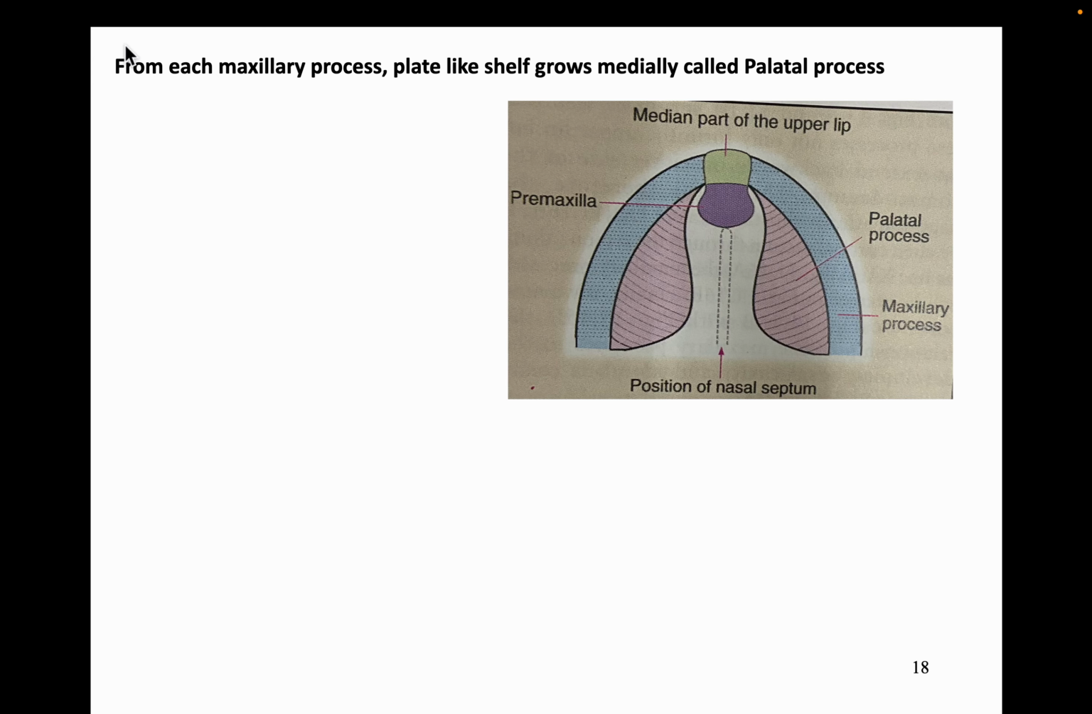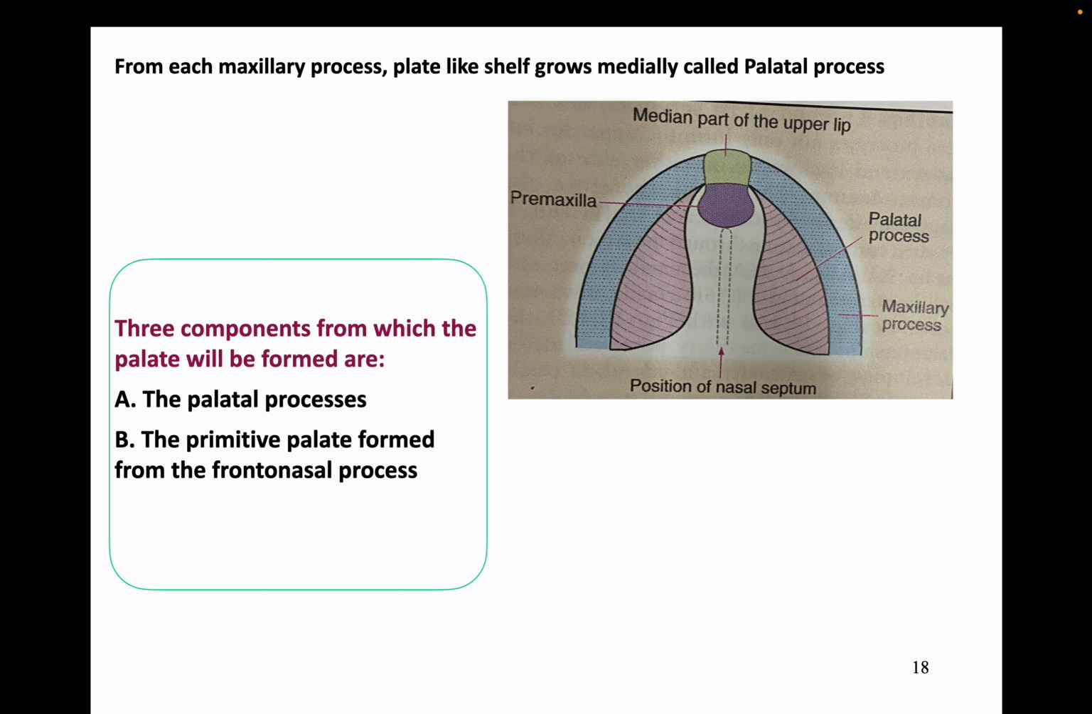Development of palate. From each maxillary process, a plate-like shelf grows medially, called the palatal process. You can see in the diagram. So these are the palatal processes which are arising from the maxillary processes. So the definitive palate is formed from three components. What are those? The palatal processes, and the primitive palate is formed from the frontonasal process.